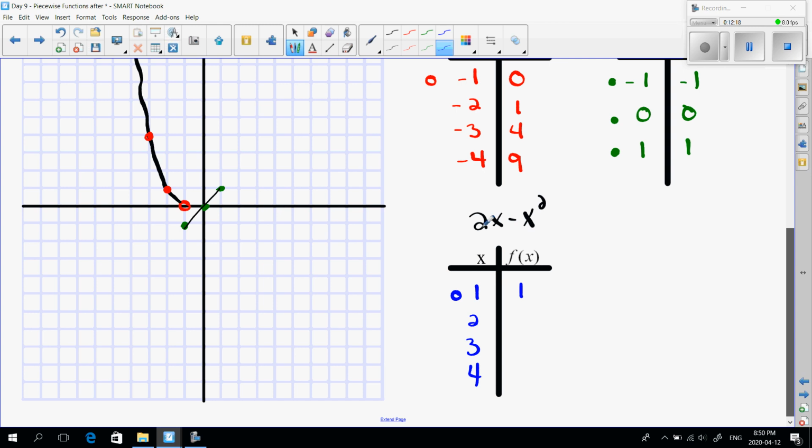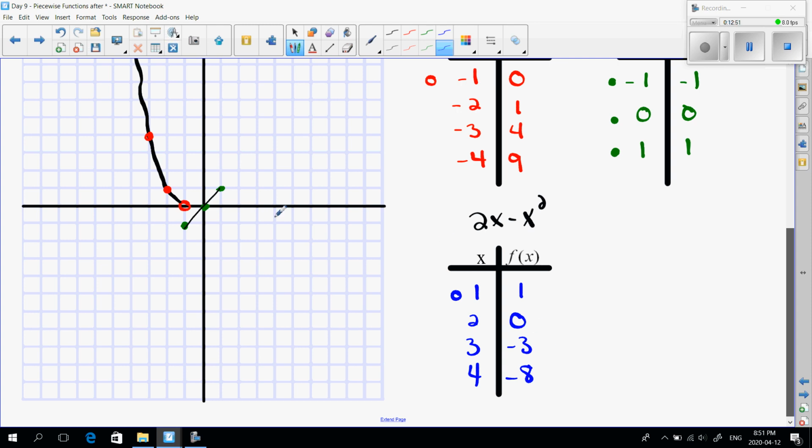When I fill a 2 in, 2 times 2 is 4. 2 squared is 4. 4 minus 4 is 0. When I fill a 3 in, okay, perhaps I should be saying 3 squared first. I do my exponent first. That gives me 9. 2 times 3 is 6. 6 minus 9 gives me -3. When I fill a 4 in, 4 squared is 16. 2 times 4 is 8. 8 minus 16, that would give me -8.